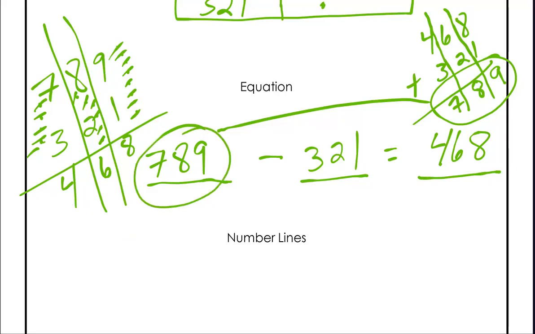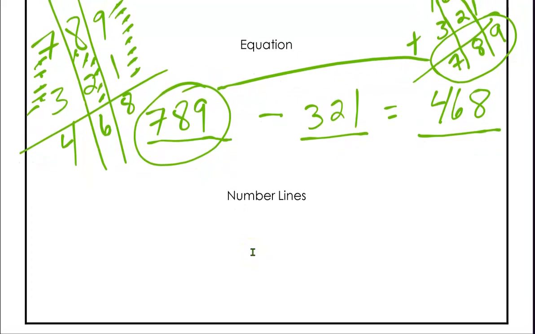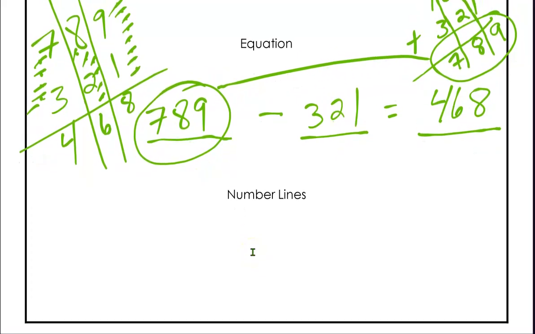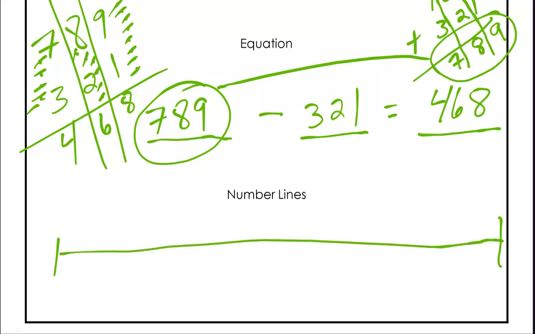Now number line. If we're drawing a number line, I'm going to use the whole thing. We know the total is 789, so we have to go to 789. With this number line, here's where it's going to get a little tricky, so I really need you to pay attention here. 789 is our total, so we need to get to 789.